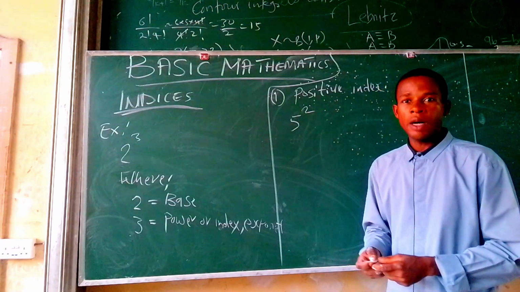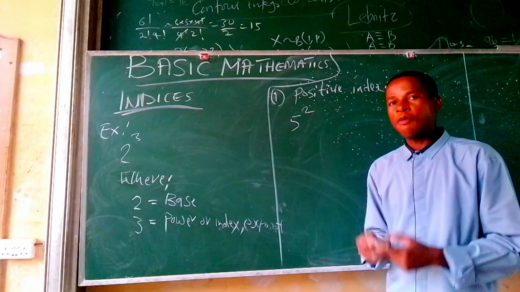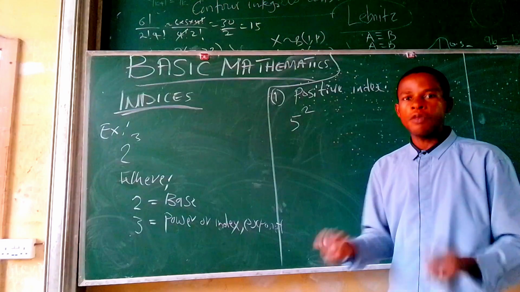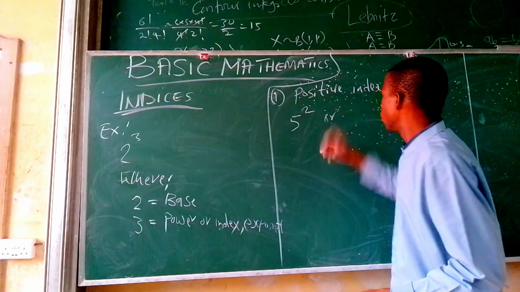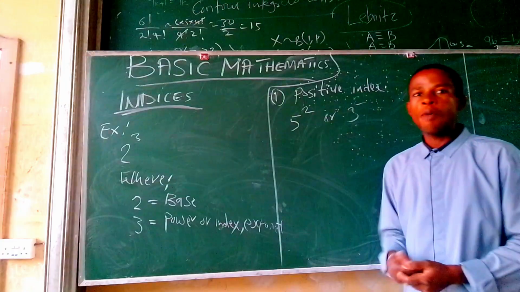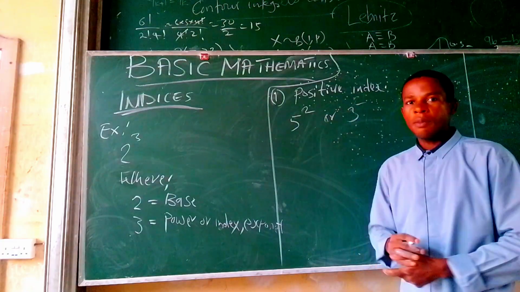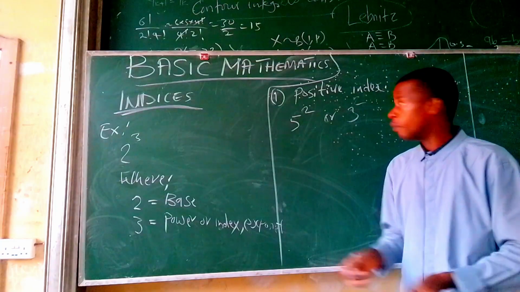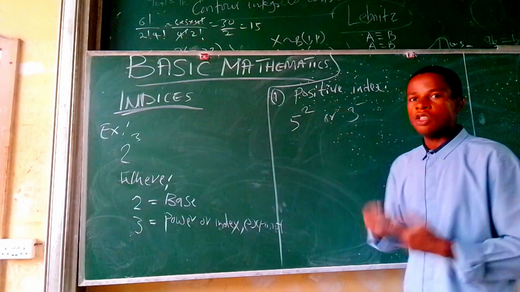raised to a positive number. The power is in the form of a positive number. So this is called a positive index of indices. Also, if you have 3 raised to the power of 2, it's also an example of a positive index, because the power that is raised to the base is in positive form. So that is what positive index is all about.